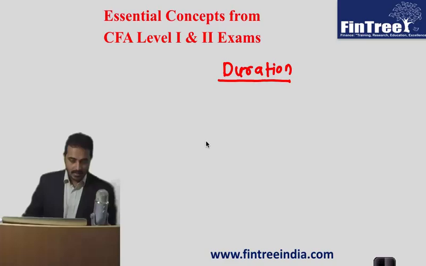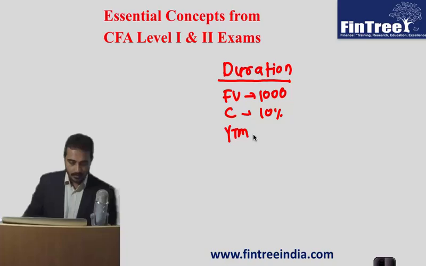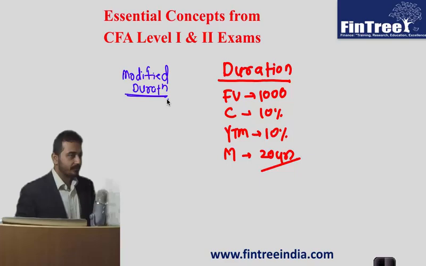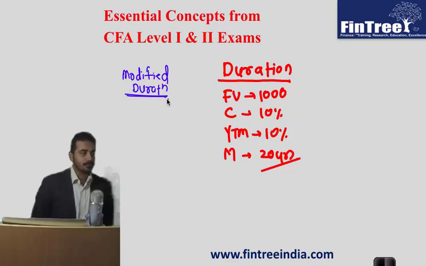So let us say face value is 1000, coupon 10%, YTM 10%, maturity 20 years. Can you calculate the modified duration for this bond? Do you remember modified duration? Yeah, just give it a shot, see if you can do it. Modified duration. How much?